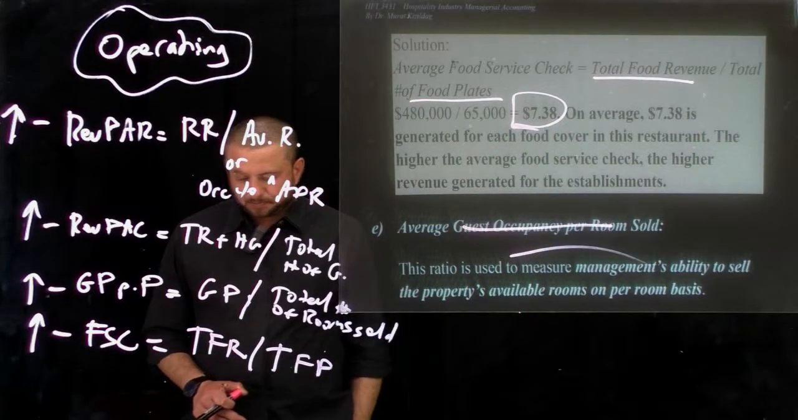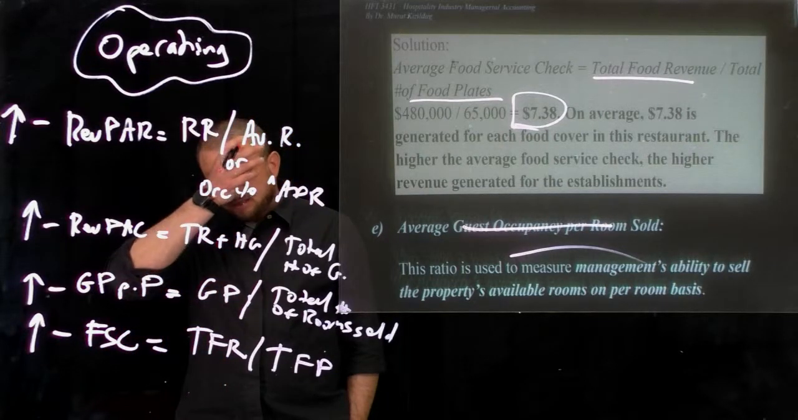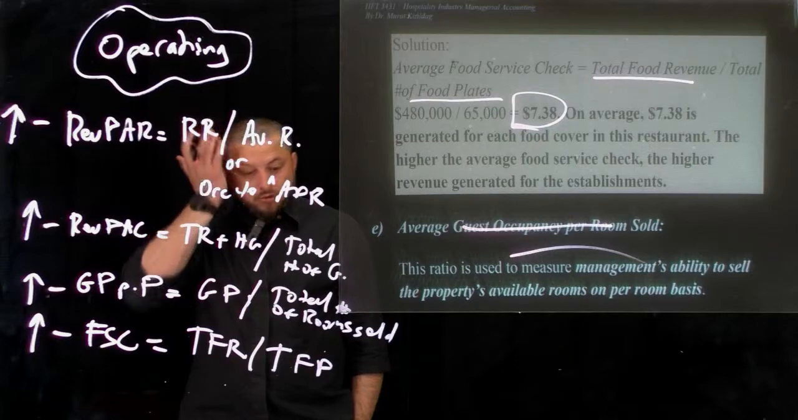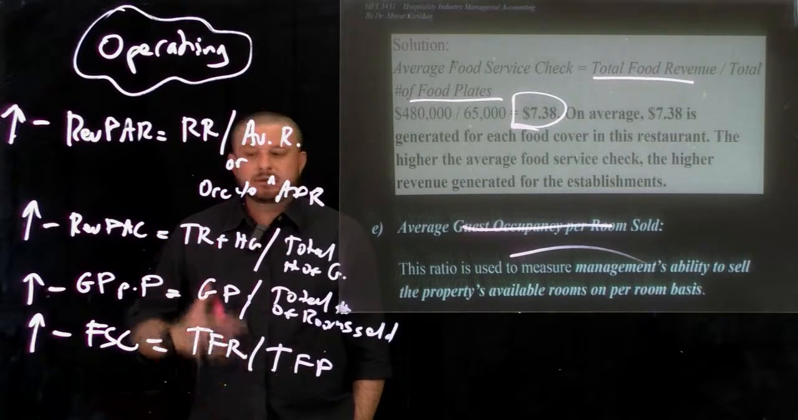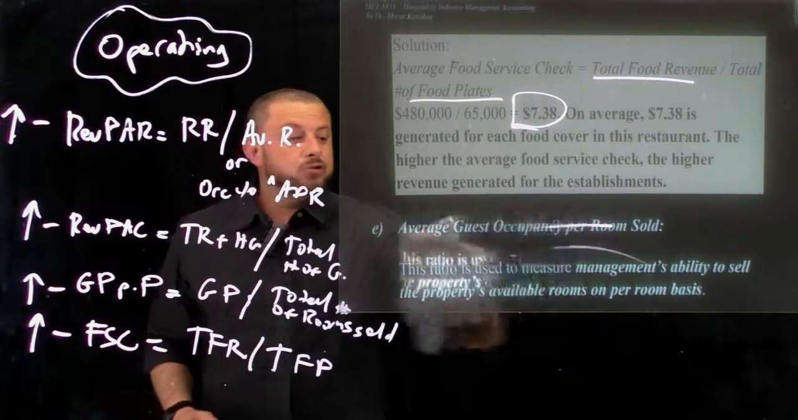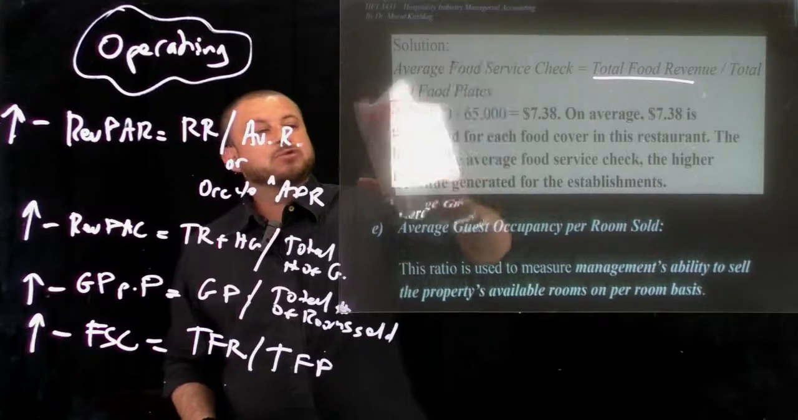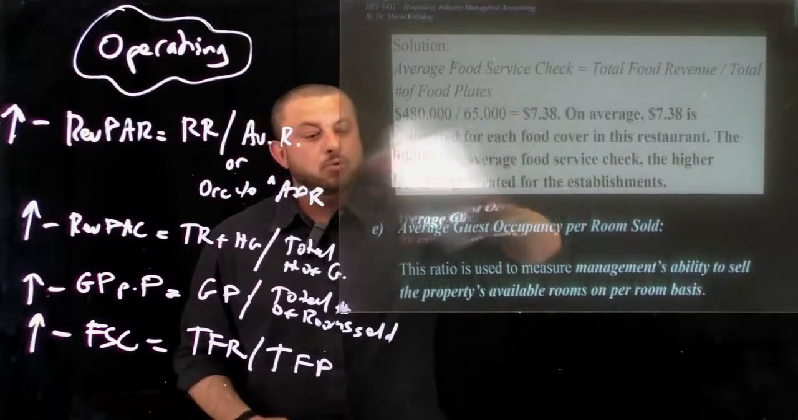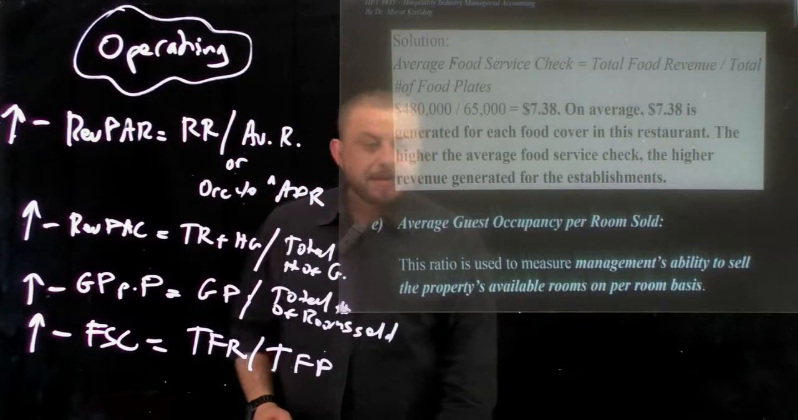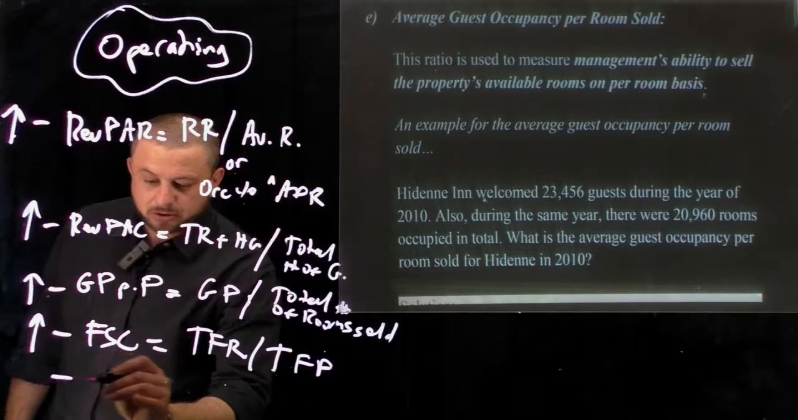Each guest is giving you $7.38 for each plate on average. You want this ratio as high as possible. You want this 9, 11, 10, whatever. That means you are selling more and they are willing to pay more for your F&B products. Average guest occupancy per room sold is another operating ratio.